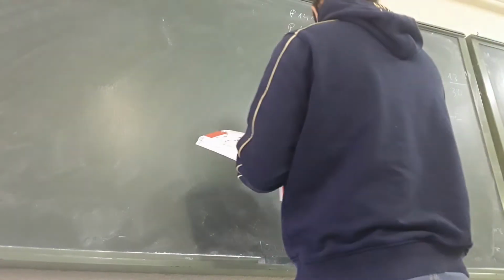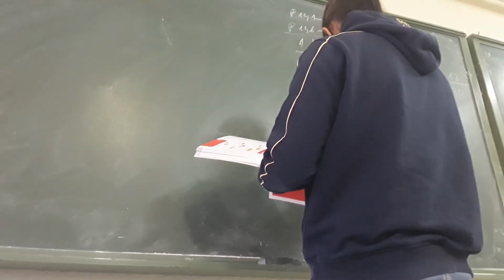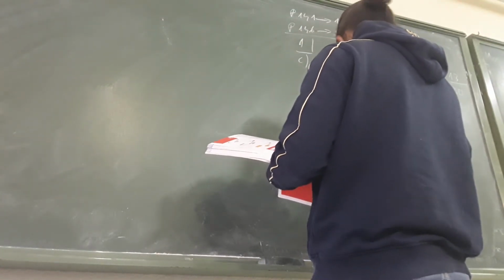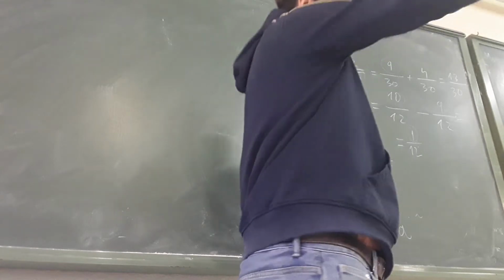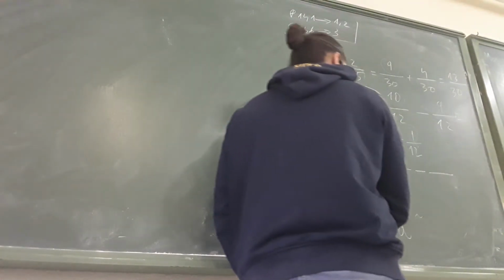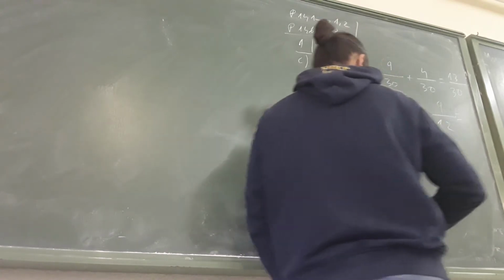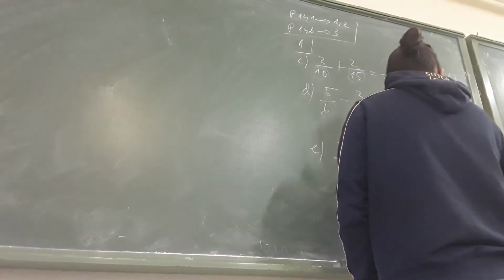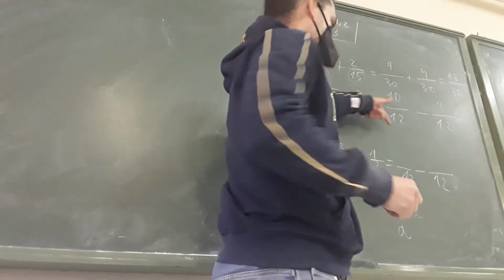Next one. E. 3/4 minus 1/3. Okay, 3/4 minus 1/3. And that, okay, Mohammed? So, what is the lowest common multiple? 12. Again, 12 here and 12 here. Number here?